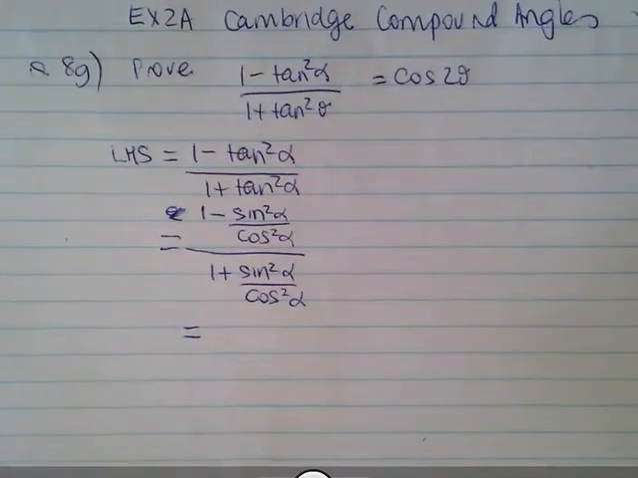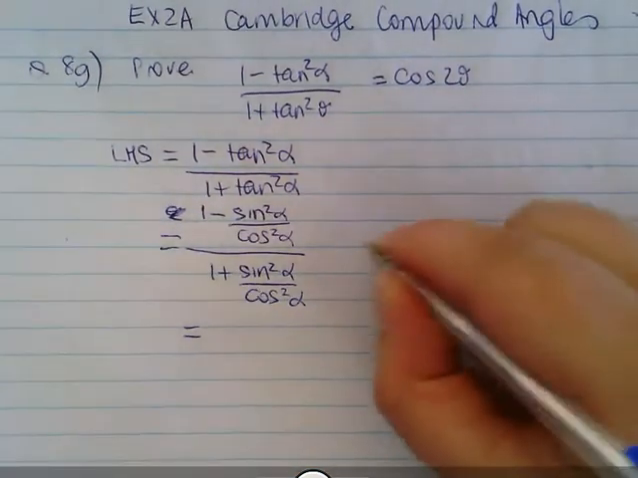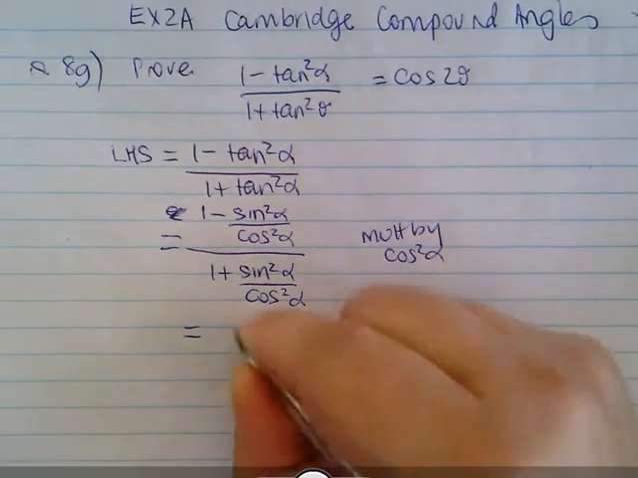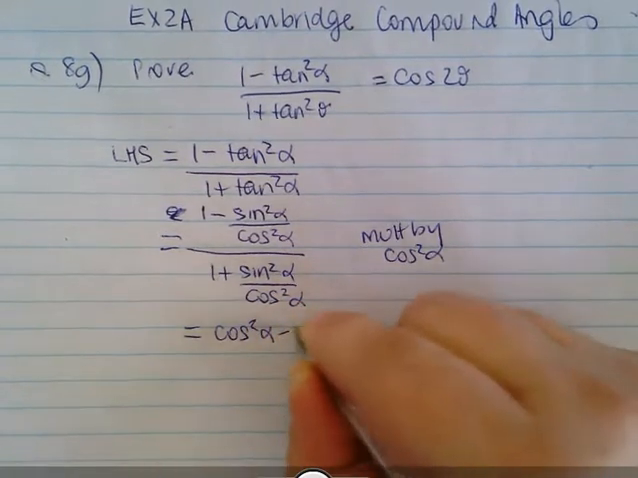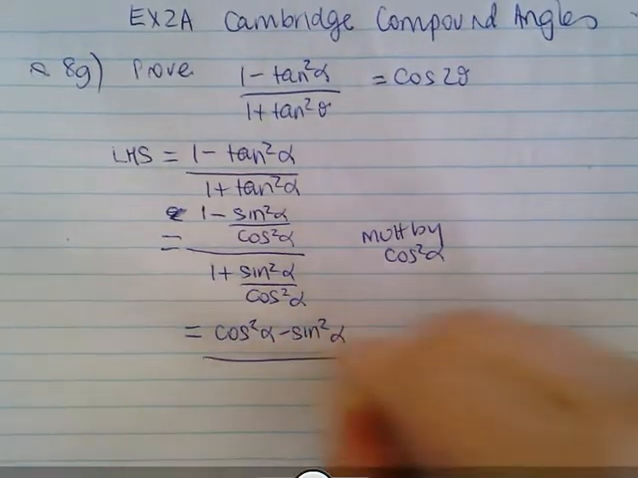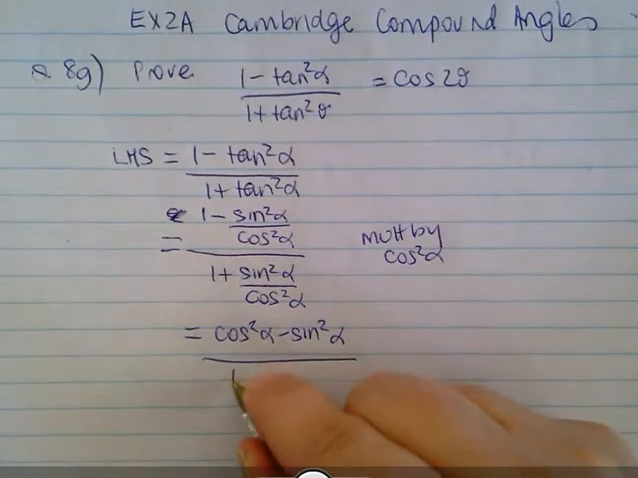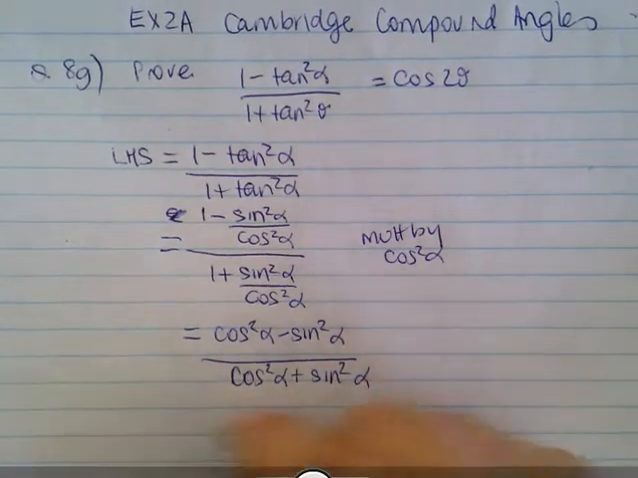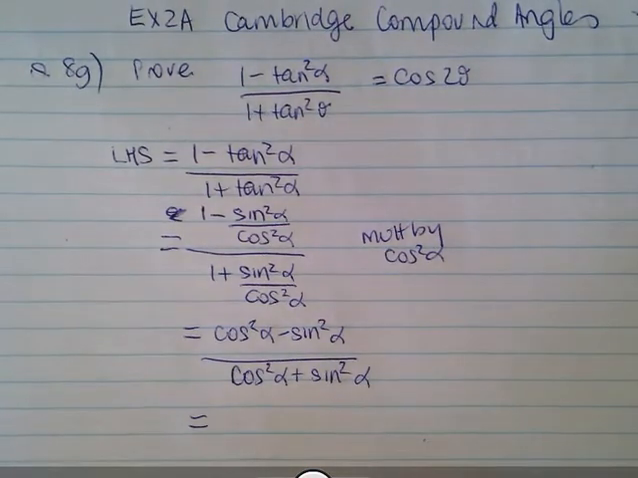Multiply through by? Multiply through by cos squared alpha. So you'd get cos squared alpha minus sine squared alpha over cos squared alpha plus, actually this is not bad, sine squared alpha. This is a good way to do it.